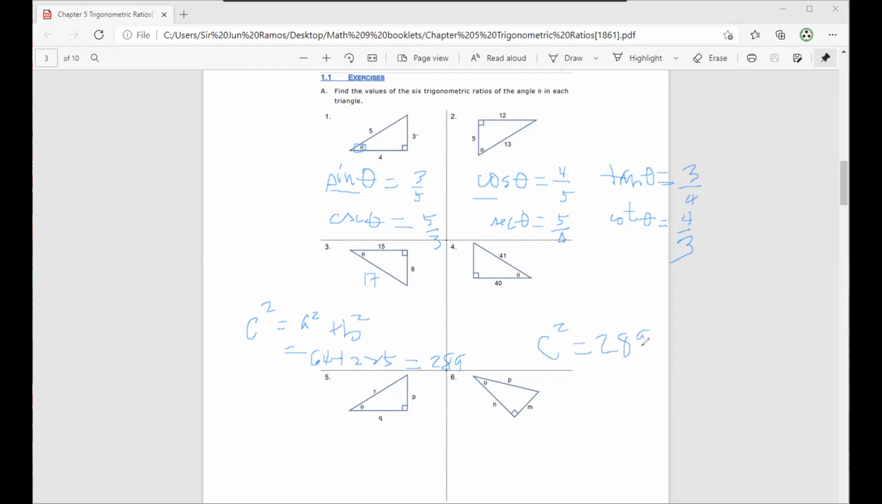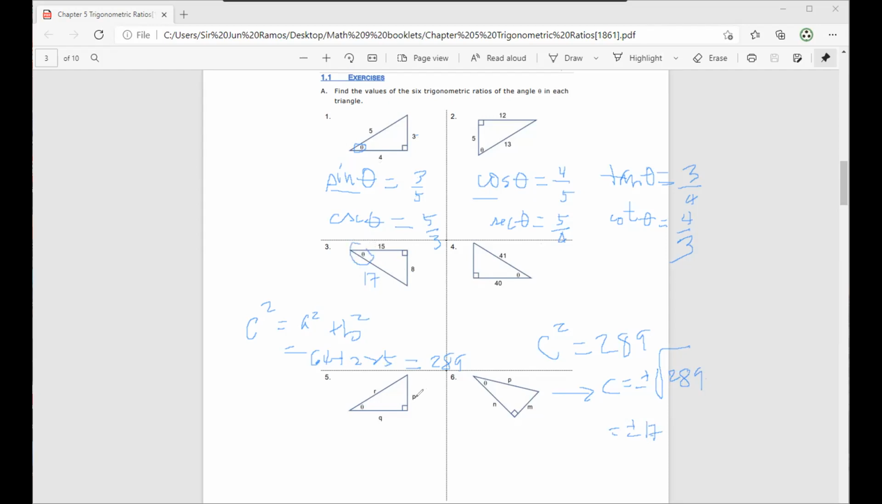Remember, this is a quadratic equation, and you solve it through extracting roots. You will get c equals plus or minus the square root of 289, or this is plus or minus 17. But we will get only the positive one. So it's 17. So you can now get the trigonometric ratios of this angle here.